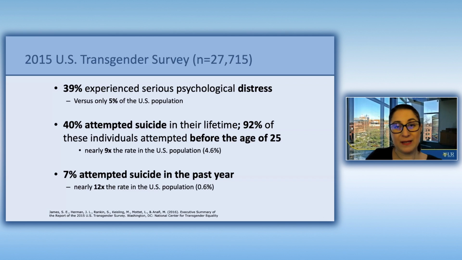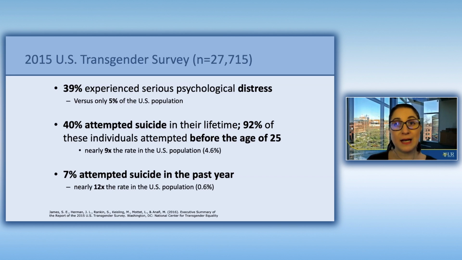And it's important because we need to know our patient, and that way we can provide the best possible care, because we know that certain sects of population will be at higher risk for things. And so the 2015 US Transgender Survey surveyed anonymously online over 27,000 adults who identified as transgender, and 39% of them experienced serious psychological distress. And that's in comparison to only 5% of the general population.